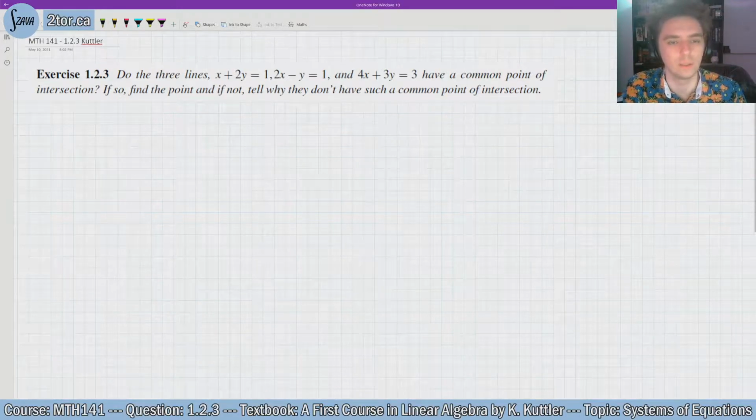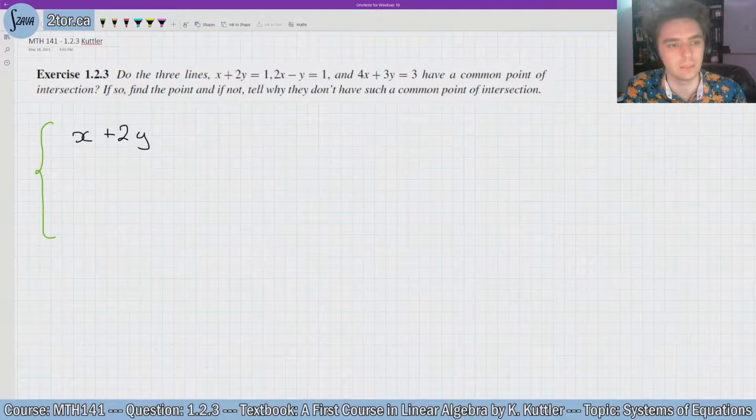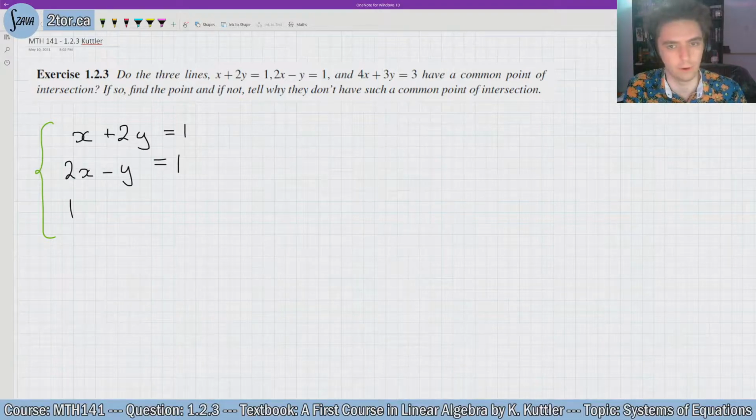Okay, so essentially we have a system of three equations, right? Each one is in two variables, so each one's a line. I'm going to write them as a system here. So that's the little bracket notation I use to draw a system. So the first line was x plus 2y equals 1. 2x minus y equals 1 is our second equation, and 4x plus 3y equals 3 is our final equation.